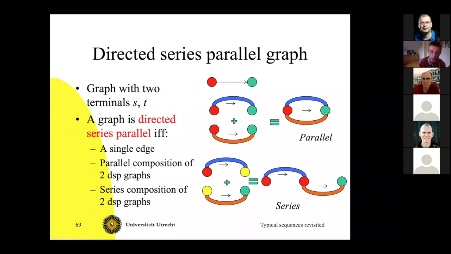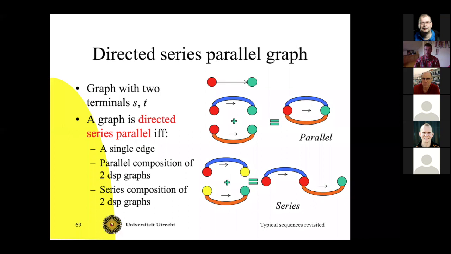So what is a directed series parallel graph? Well, it's a graph you can build with a number of operations. The first is just I take a single directed edge, and every directed series parallel graph has two special vertices, a source and a sink, S and T. And we build this graph by taking smaller series parallel graphs and doing either a parallel or a series composition. The picture is probably quite clear. If you have a parallel composition, you identify the sources and you identify the sinks, and you get a new directed series parallel graph.